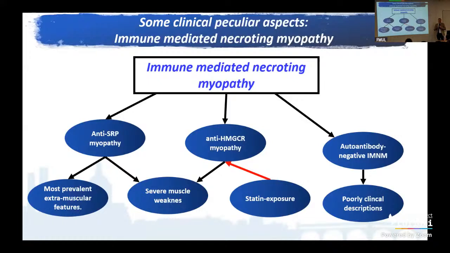Some words about immune-mediated necrotizing myopathy, which are generally seropositive with SRP and HMGCR, but sometimes they are negative, but there is a very poor clinical description.